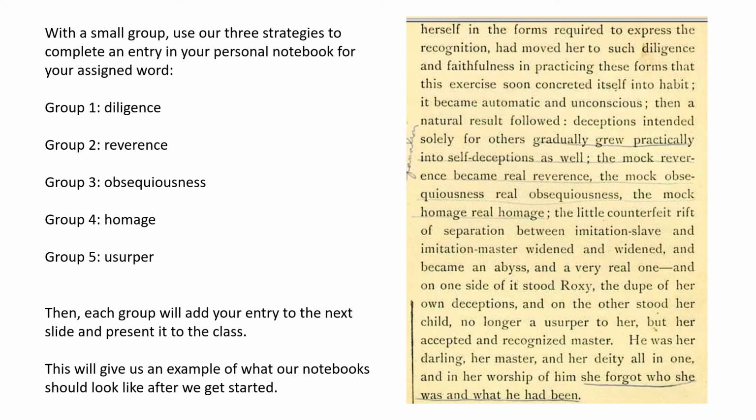This will actually not only give us the meanings of the vocabulary words, but an example of what our notebooks need to look like after we've started this project. So those are your words: group 1, diligence; group 2, reverence; group 3, obsequiousness; group 4, homage; group 5, usurper.